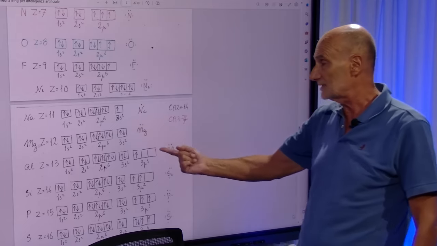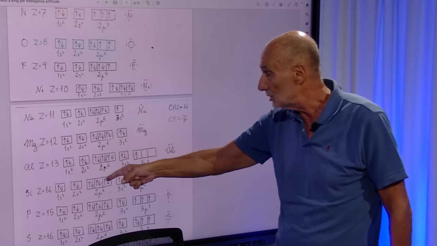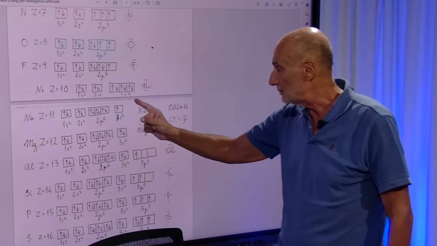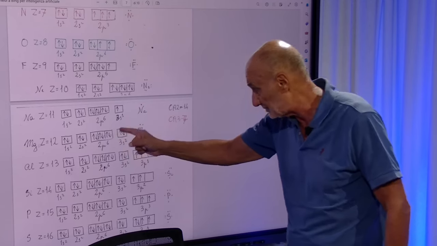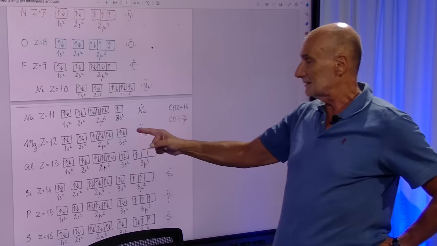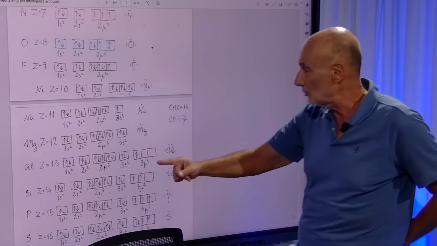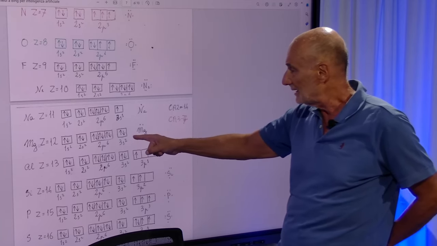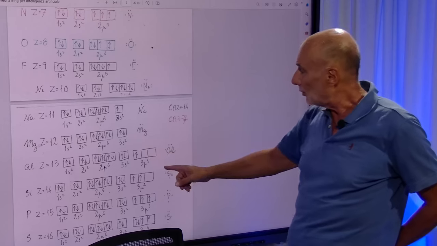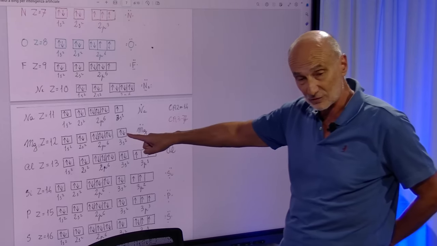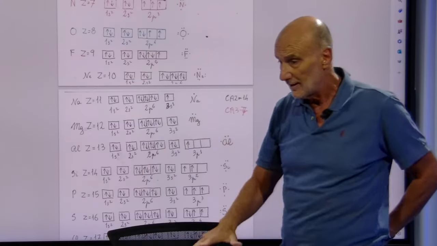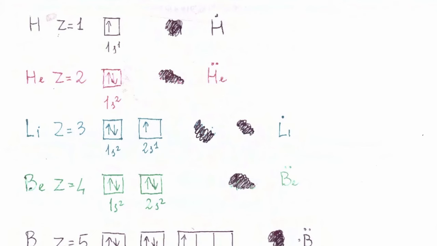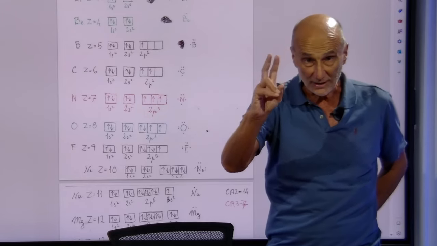So its electronic structure is 1s2, 2s2, 2p6. So there are 10 electrons. The last 2 electrons are located in the 3s orbital, so we have 3s2. So magnesium has 2 electrons in its outer shell, which is the 3rd energetic level, whereas beryllium also has 2 electrons located in its outer shell, which is energetic level 2.